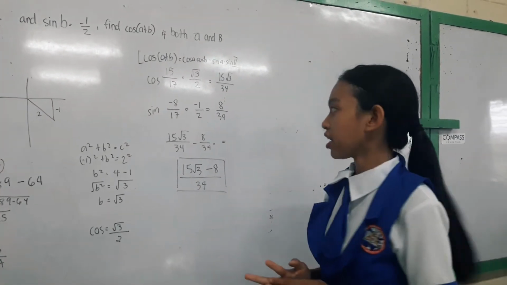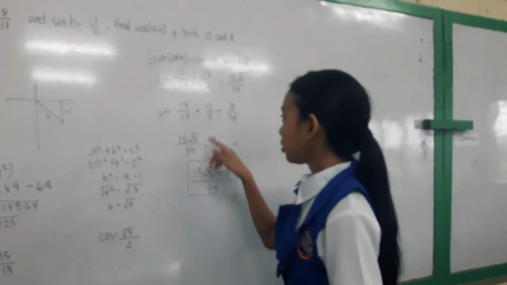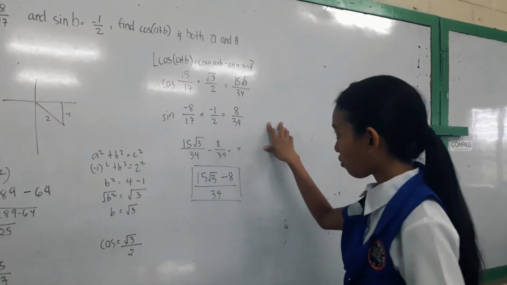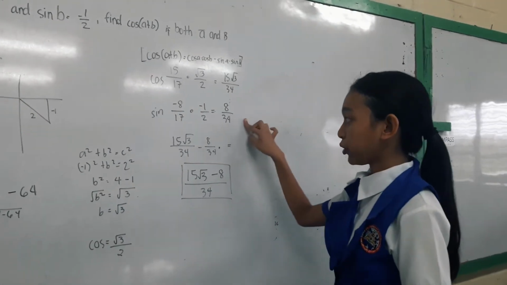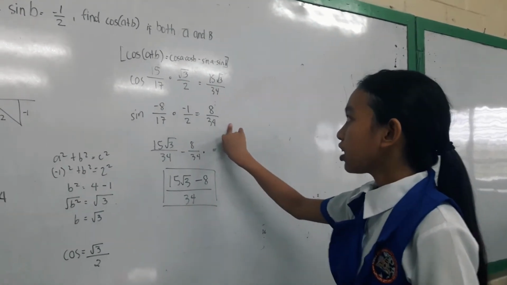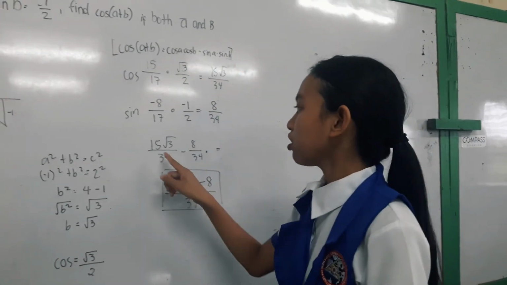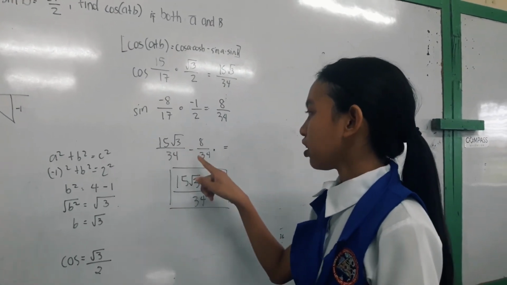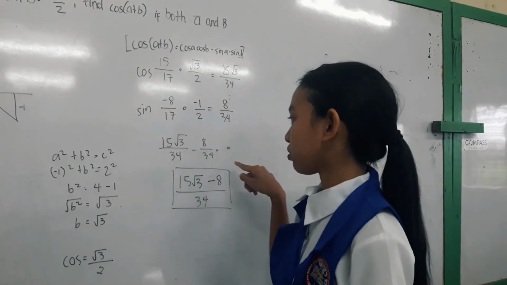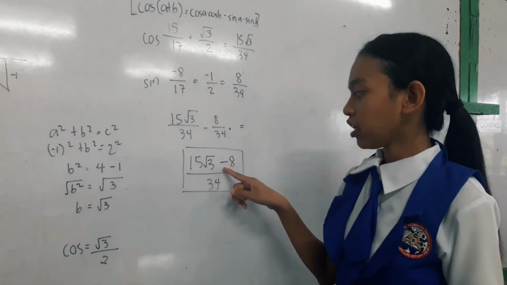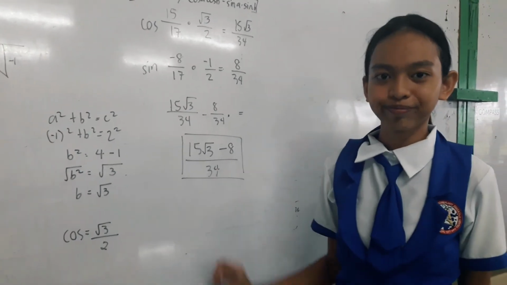And then for my sine side, I multiplied negative 8 over 17 by negative 1 half. I acquired 8 over 34. And I subtracted both products, and I got 15 square root of 3 minus 8 over 34. And this is my final answer. 15 square root of 3 minus 8 over 34.